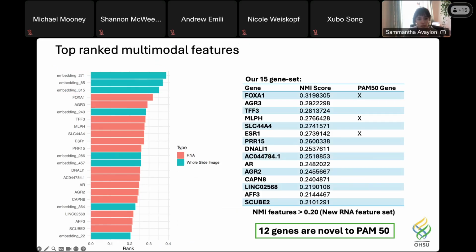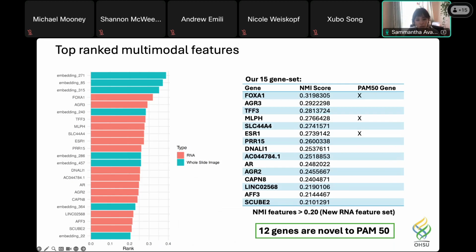Now focusing on our genes, on the table to the right, we can see our top ranked RNA features. And so seen here, 3 genes did overlap with our PAM50 gene set, including FOXA1, MLPH, as well as ESR1. However, we were able to identify 12 genes that are novel to PAM50, seen in our graph.